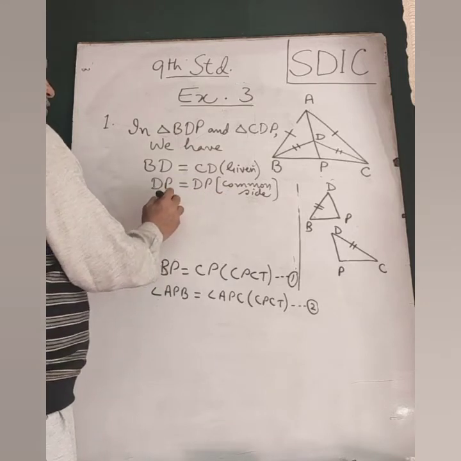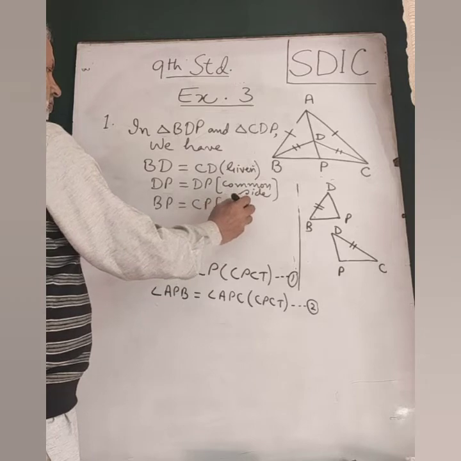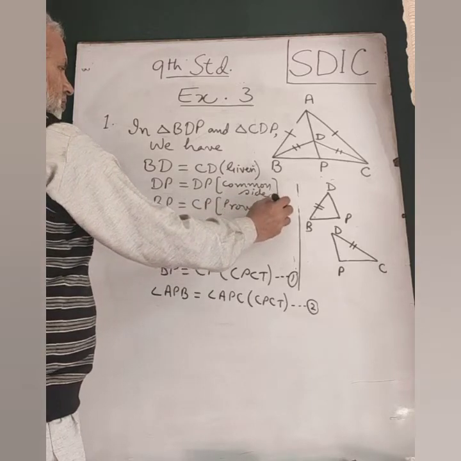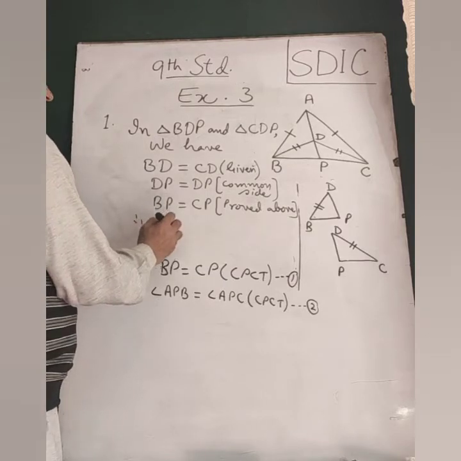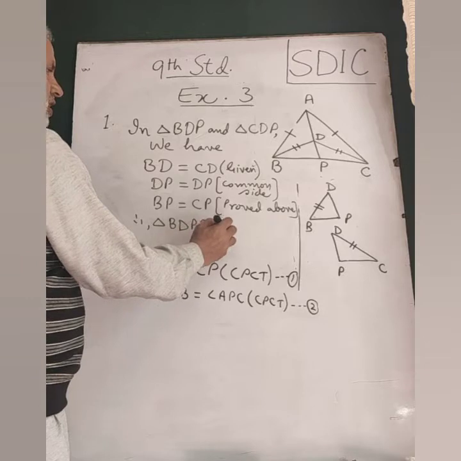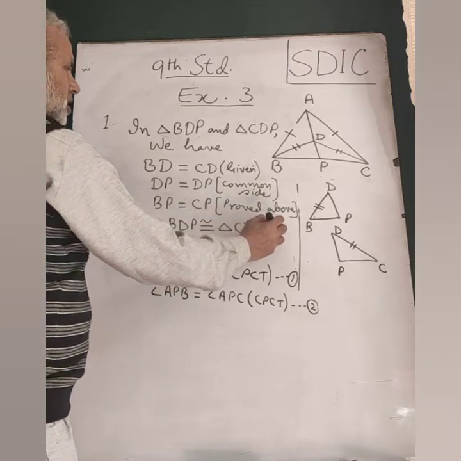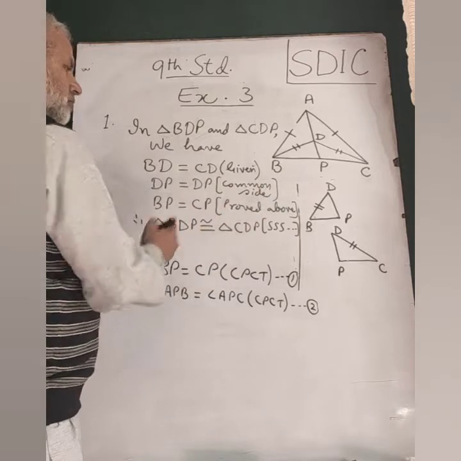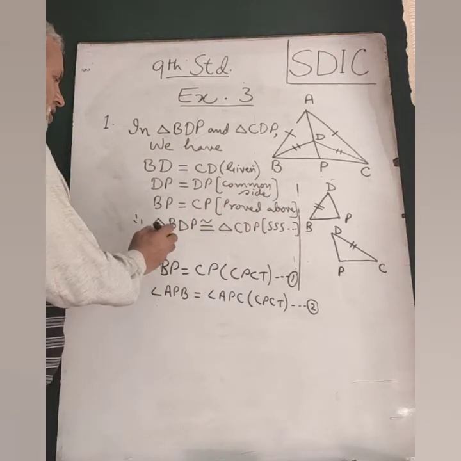BP is equal to CP. We have proved it. Therefore, we'll conclude the two triangles are congruent. Triangle BDP is congruent to triangle CDP by the SSS congruency rule. And here by CPCT you can again get three results.